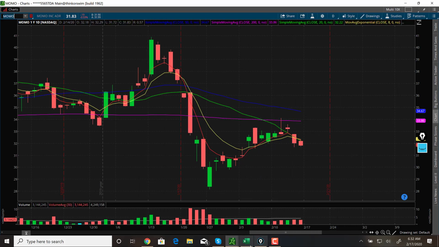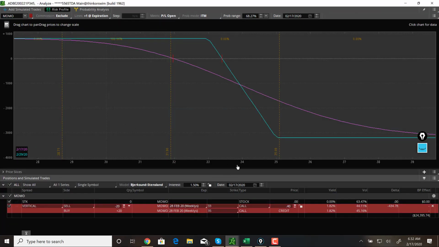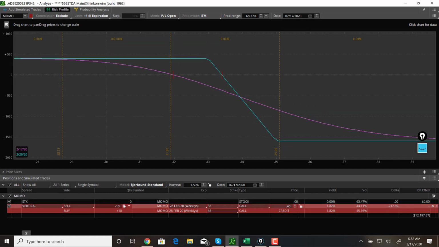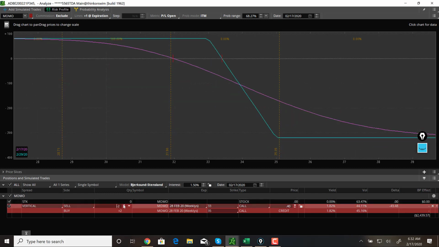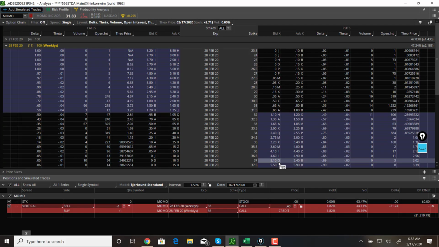So once again, go to the risk graph. Let me get on a one contract basis. So we're on, here's the options chain. And if you didn't know, it's puts on the right, calls on the left.